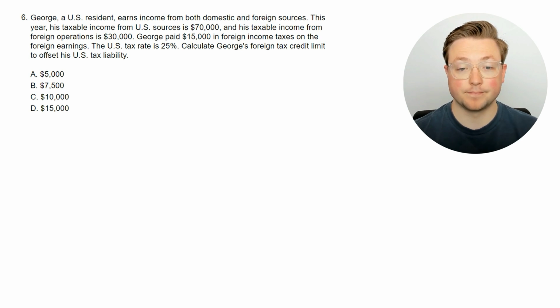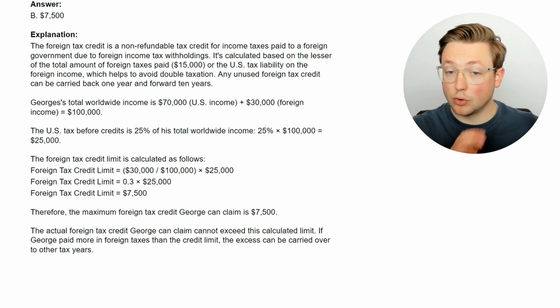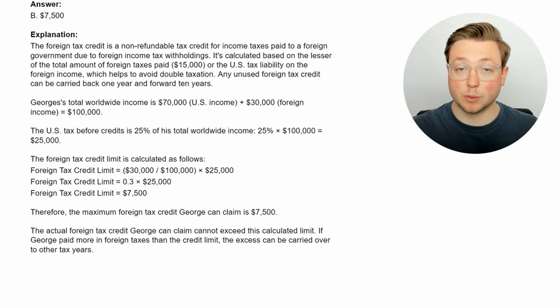tax liability. Okay, one more situation where we don't really know what goes into this, so let's go ahead and look at the answer to learn how it works. Okay, the answer is $7,500. The foreign tax credit is a non-refundable tax credit for income taxes paid to a foreign government due to foreign income tax withholdings. It's calculated based on the lesser of the total amount of foreign taxes paid, which in this case was $15,000, or the U.S. tax liability on the foreign income, which helps to avoid double taxation.